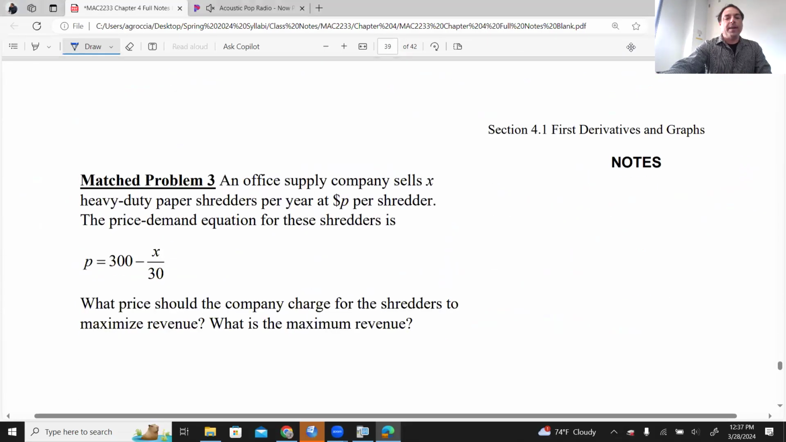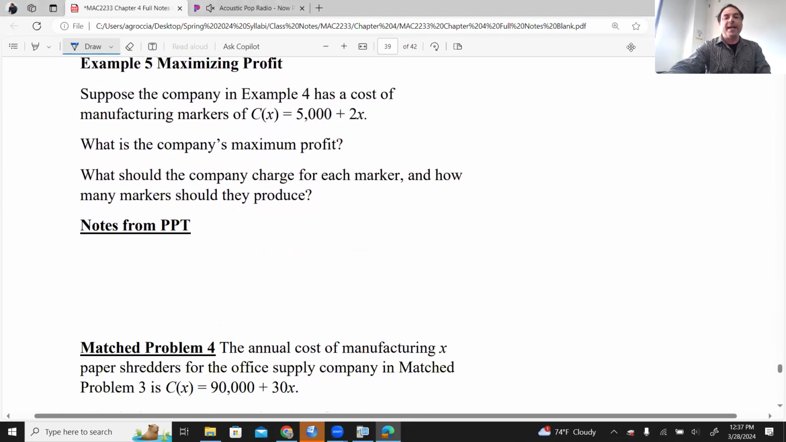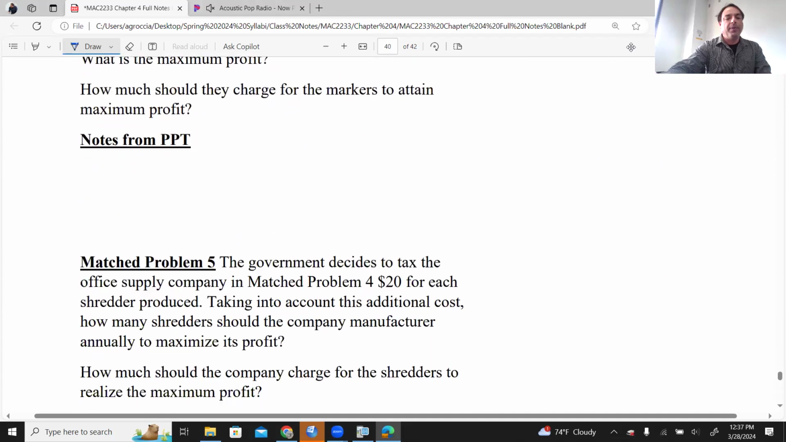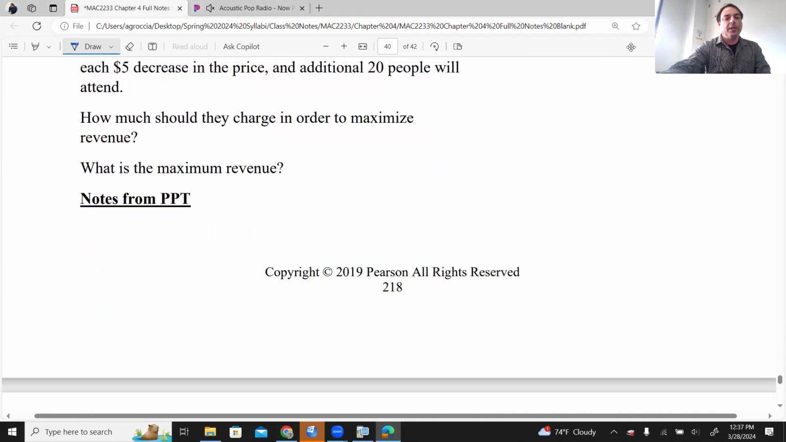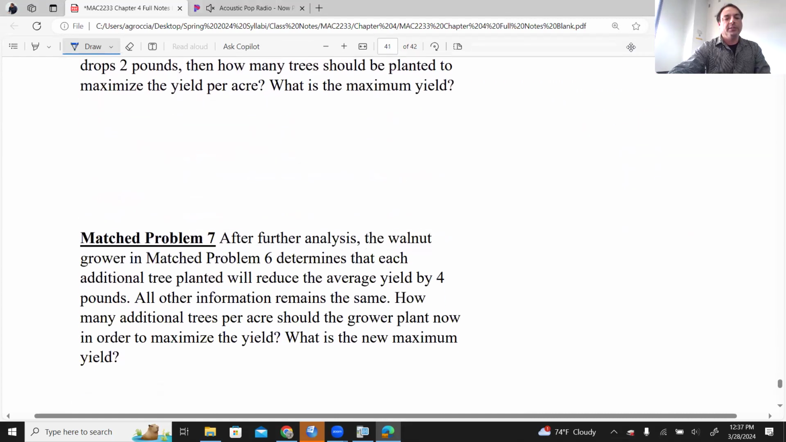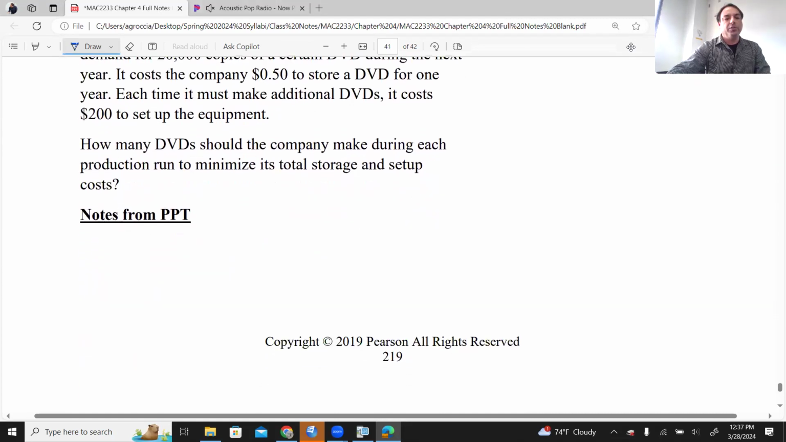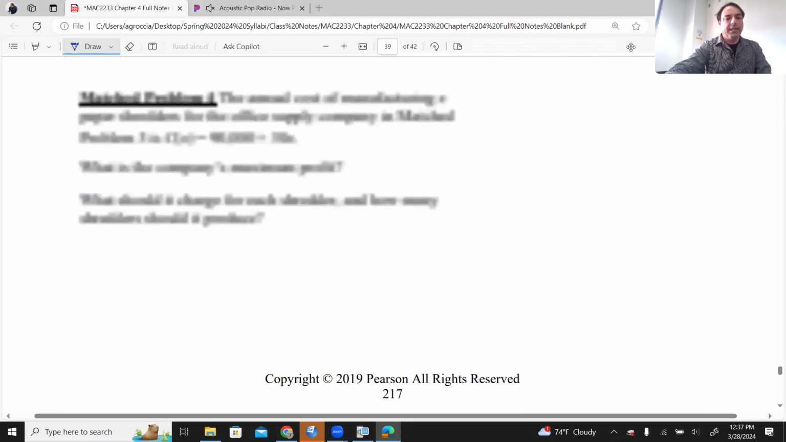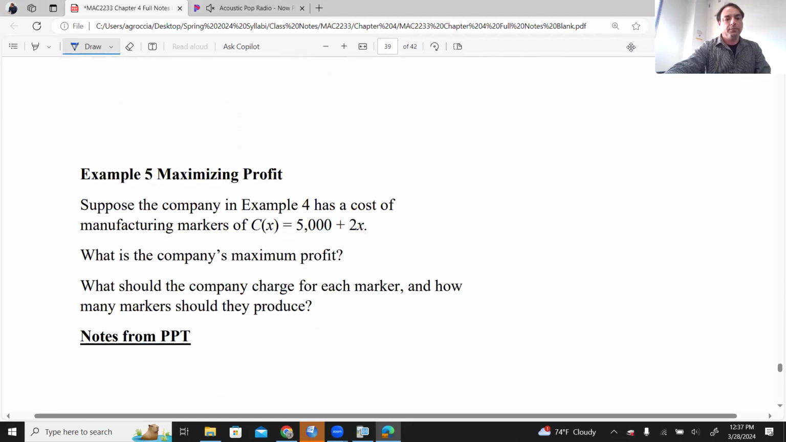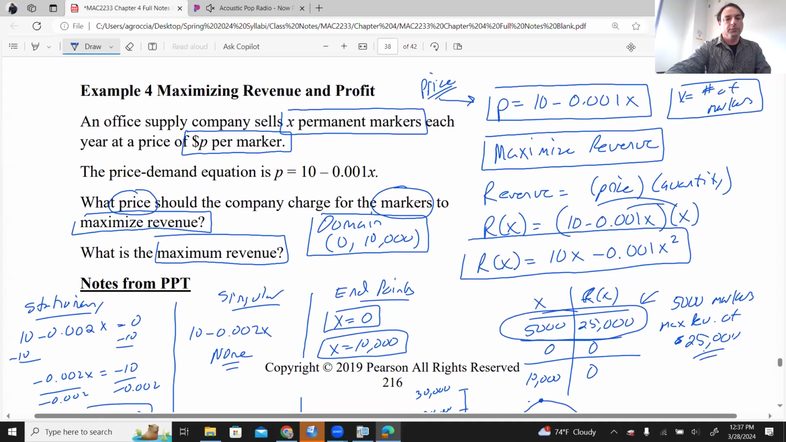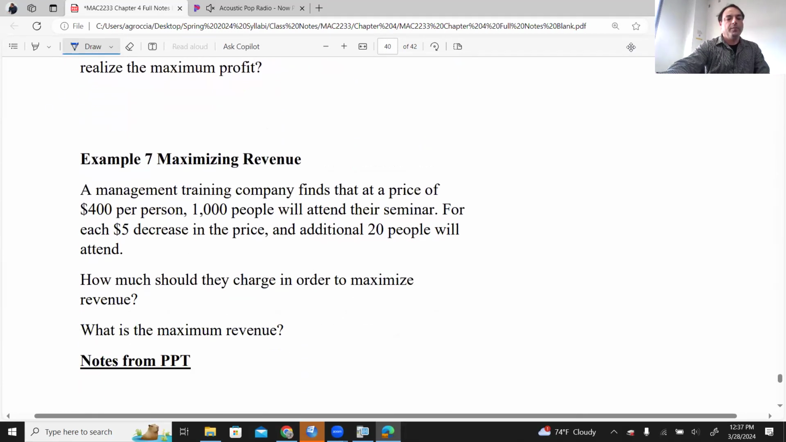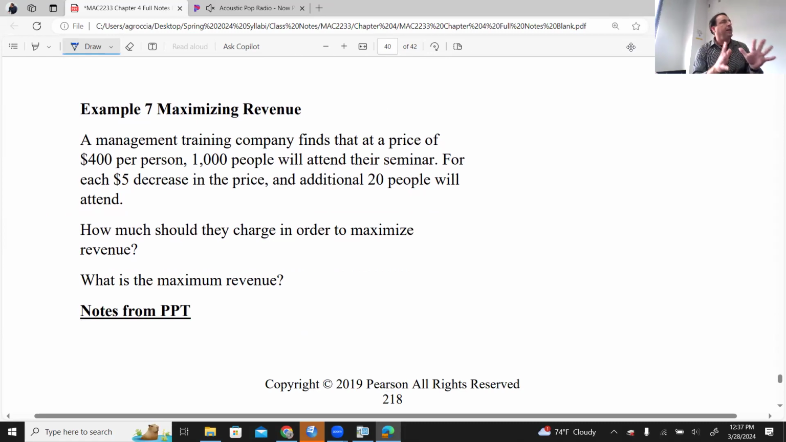So let's talk about one last application. And again, you can maximize profit, you can minimize cost. There's a lot of good applications in here. But what I want to get to is we're going to do example 7. Here we go. So this one's a little weird, but let me help you with the setup and then we'll go from there.